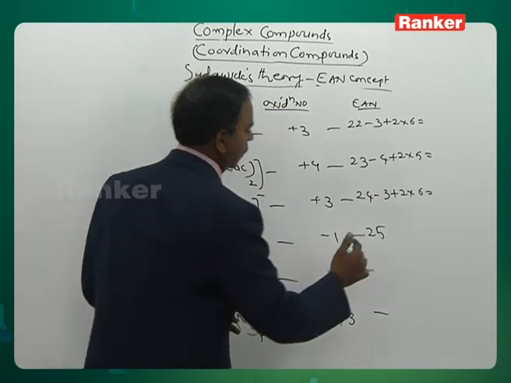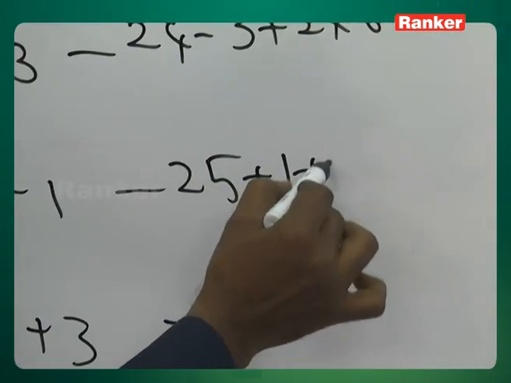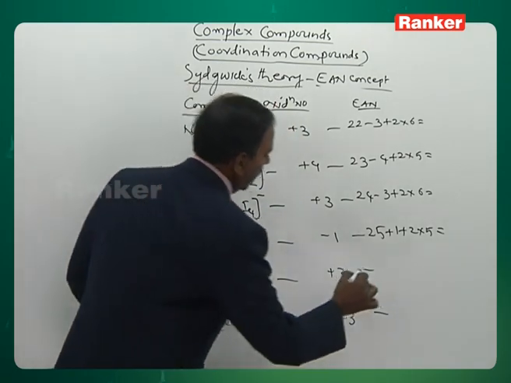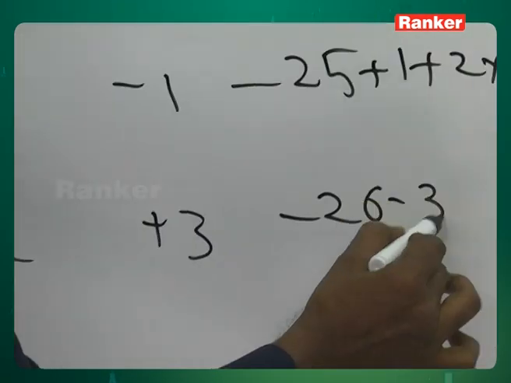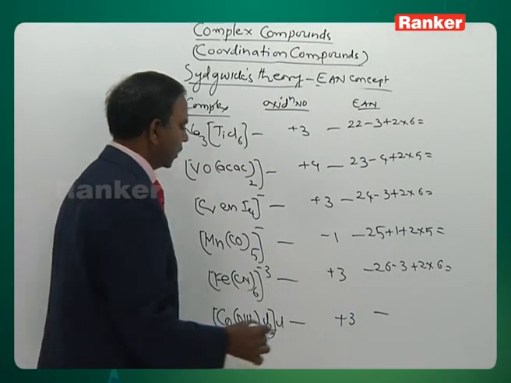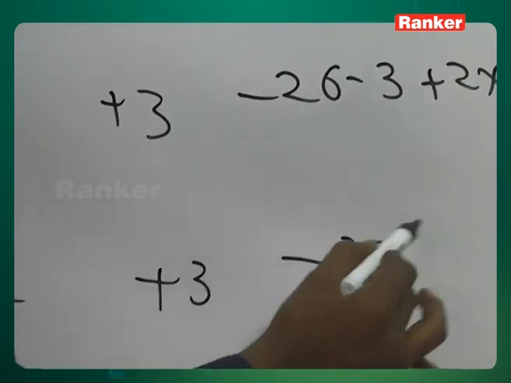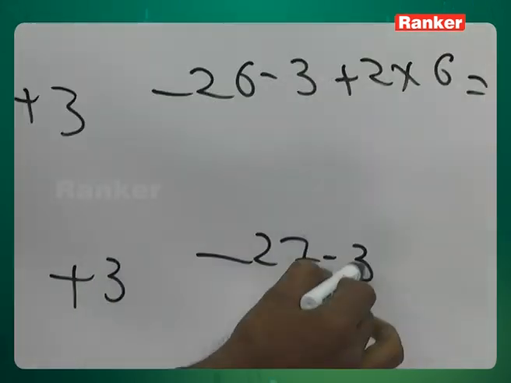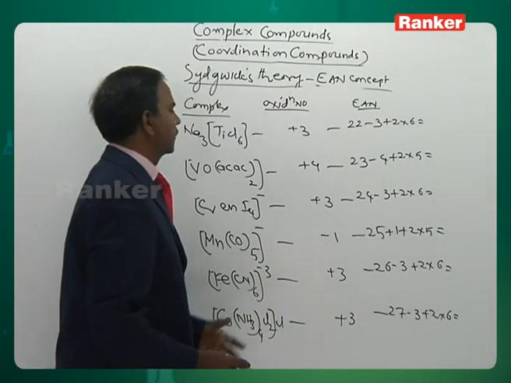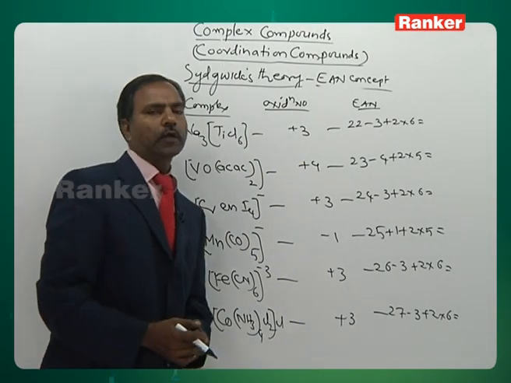1 minus means you have 2 plus, then plus 1 and 2 into 5. And iron you take again, it is 26 minus 3 plus 2 into 6. And cobalt, it is 27 and minus 3 plus 2 into 6. Like this, we can calculate the effective atomic number easily.